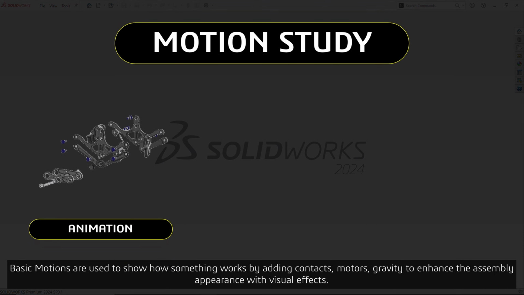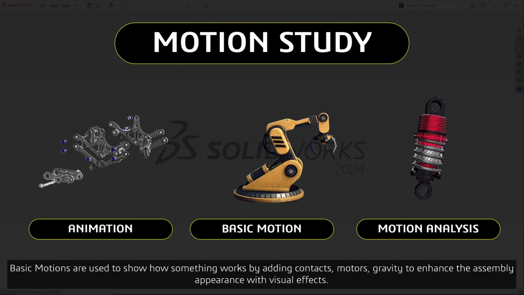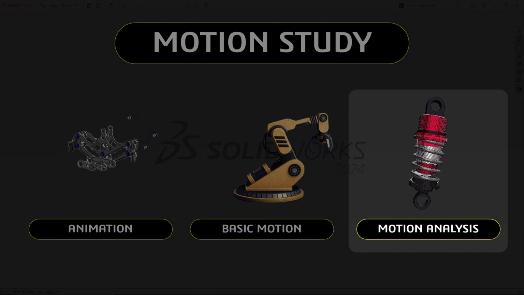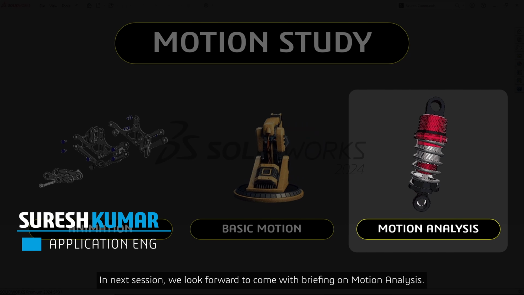Basic motions are used to show how something works by adding contacts, motors, and gravity to enhance the assembly appearance with visual effects. In the next session, we look forward to coming with a briefing on motion analysis.